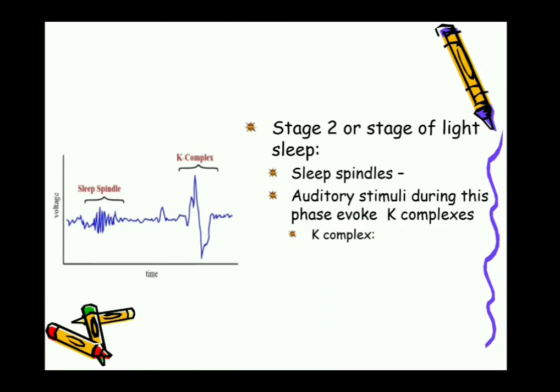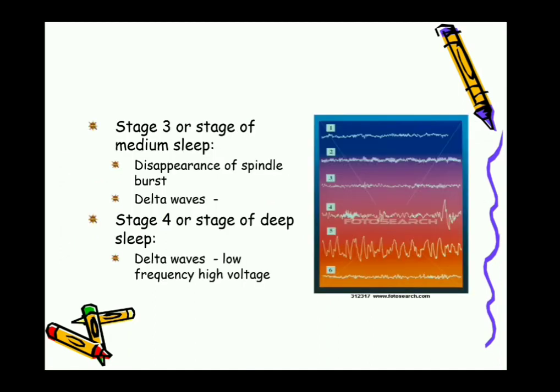Auditory stimuli during this phase evoke K complexes. You can see here in the diagram K complex. So K complex is 1 or 2 high voltage waves which are followed by brief 14 Hz activity. Stage 3, which is also known as stage of medium sleep. Here sleep spindles disappear and there is presence of delta waves with low frequency and large amplitude. And stage 4, which is a stage of deep sleep. Here delta waves with low frequency and high amplitude are present.